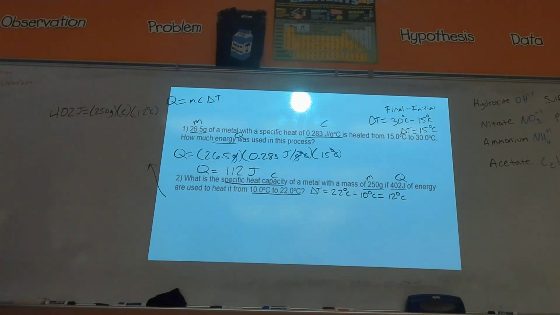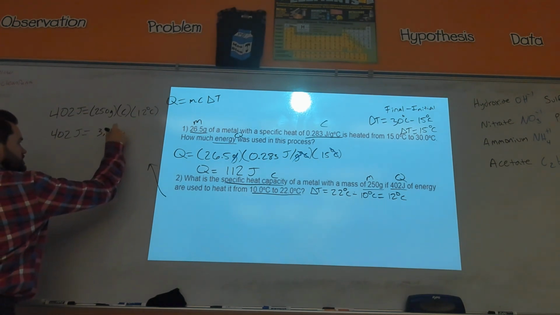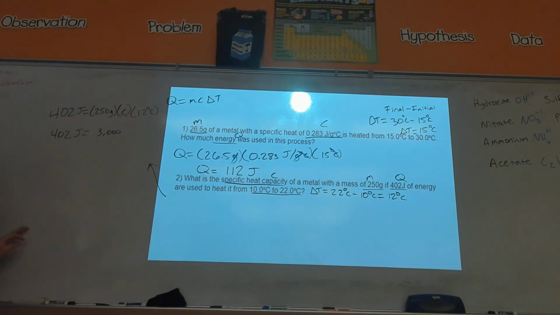So then let's solve for our unknown, solve for our C. You would want to do 250 times 12. 402 joules equals, what's 250 times 12? 3,000. Yeah, 3,000. And now what are the units there? 3,000 what?